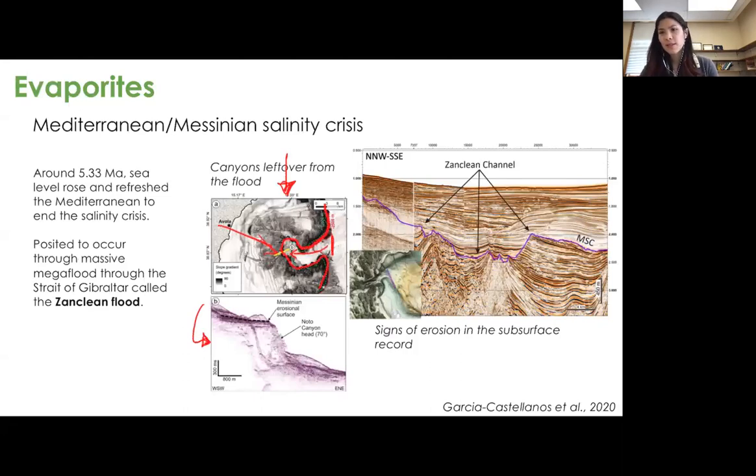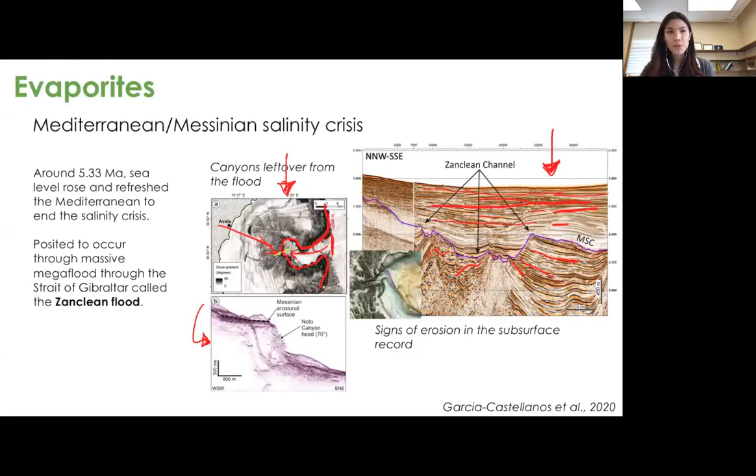We also see signs of this erosion in the subsurface record. So this is an example where we've taken a seismic imaging of the sediments in the Mediterranean Sea. Each of these lines represents some bedding of the sediment. So you can see this is a normal bedding structure where everything is continuous across. And we see this purple line here where the bedding is suddenly truncated and cut away. And that's interpreted as where the Zanclean flood cut through and sliced through all of this sediment.